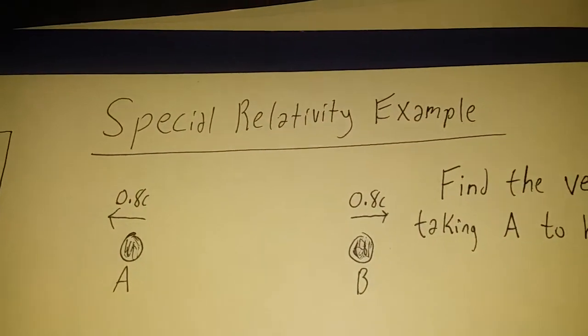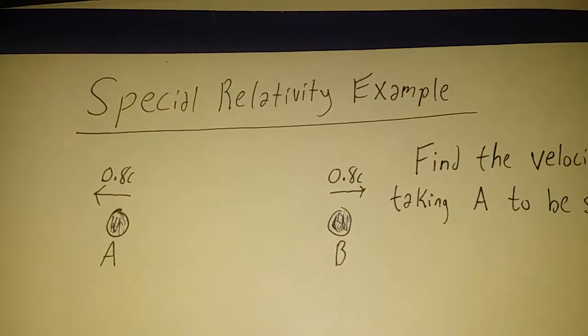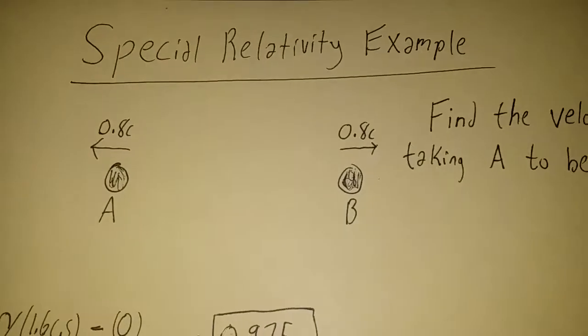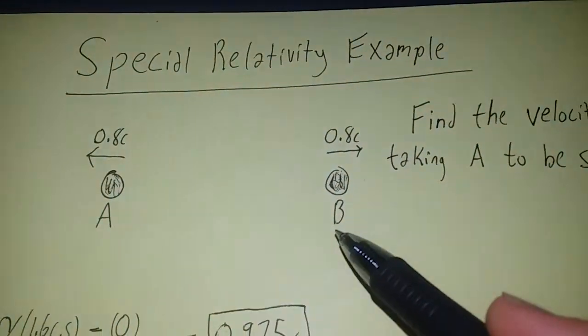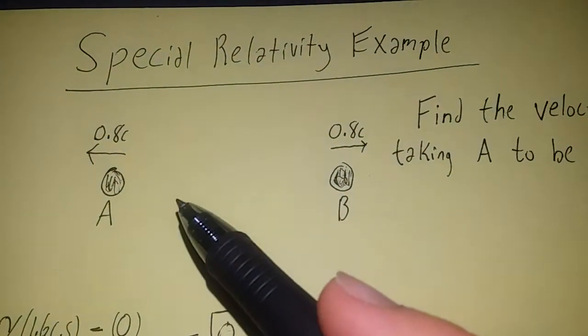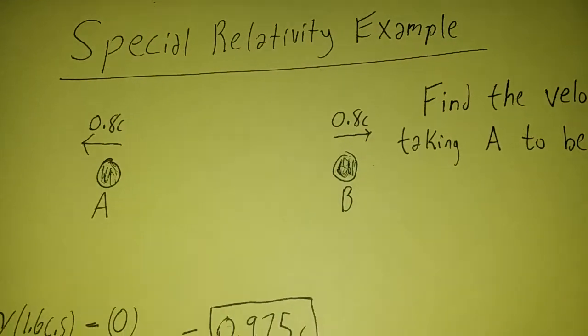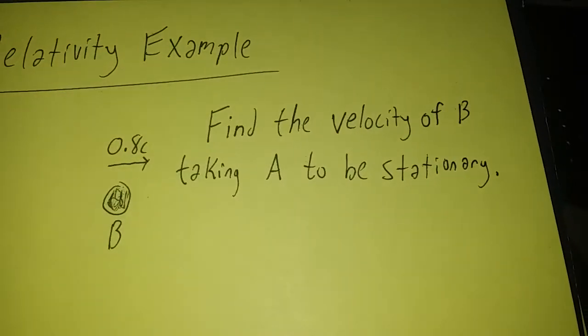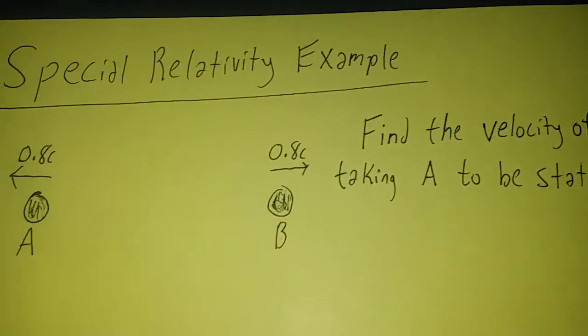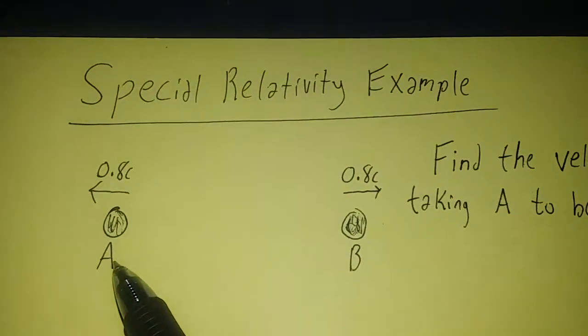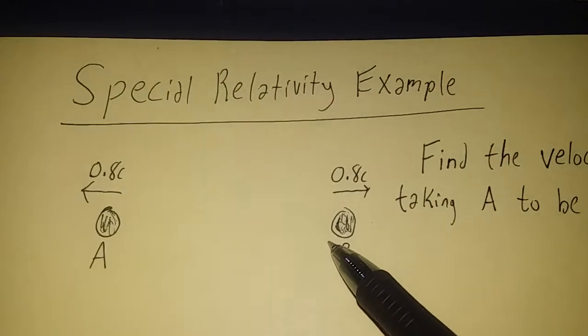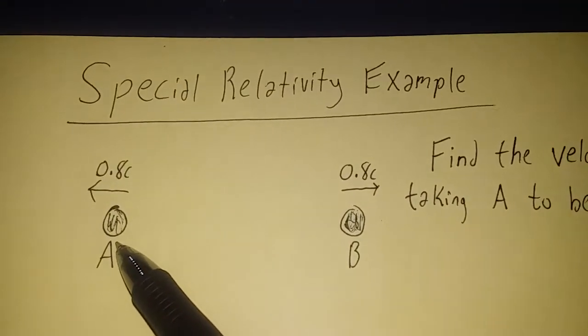All right, so what we have here is an example involving special relativity. Now we have two objects, object A and object B, moving away from each other at 0.8 times the speed of light. The problem is to find the velocity of object B, taking A to be stationary. That is, what is the velocity of B if object A is the observer?